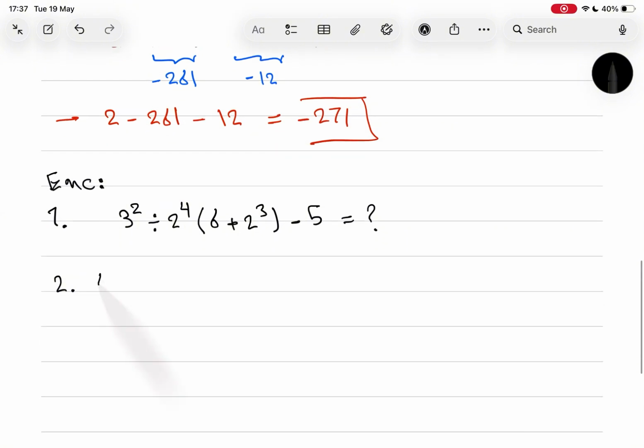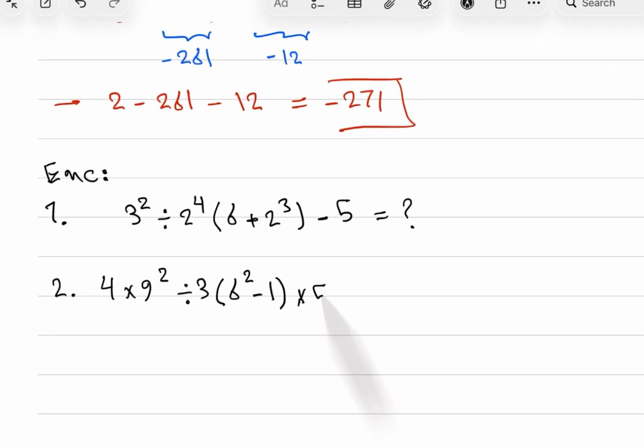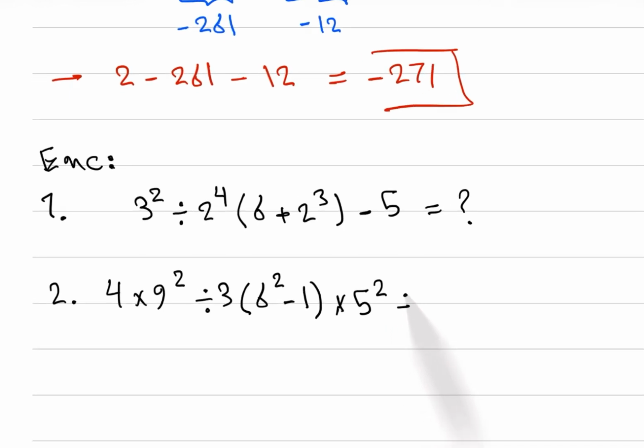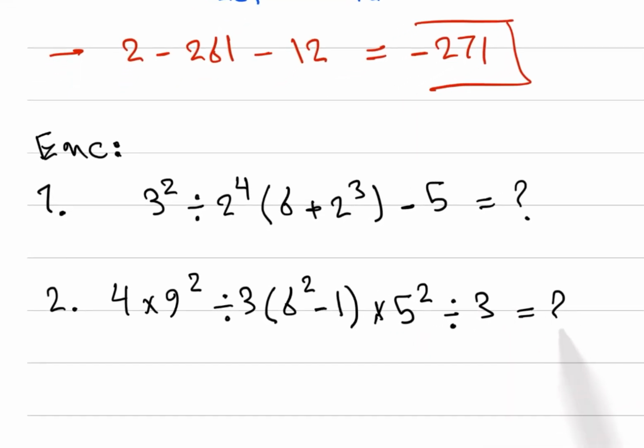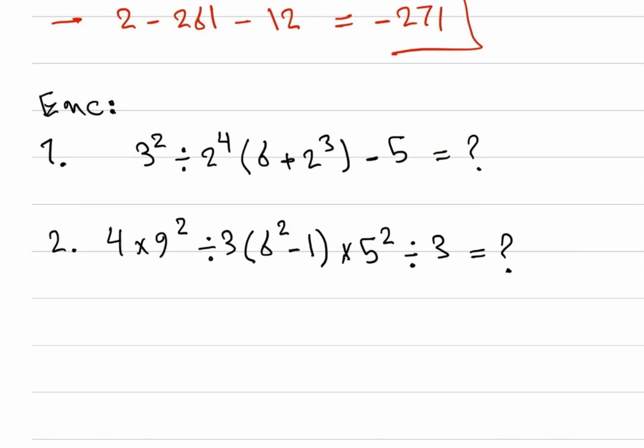Exercise 2. 4 times 9 squared, divided by 3, multiplied by 2, 6 squared minus 1, plus 5 squared, divided by 3. Solve these exercises, and share your answers in the comments.